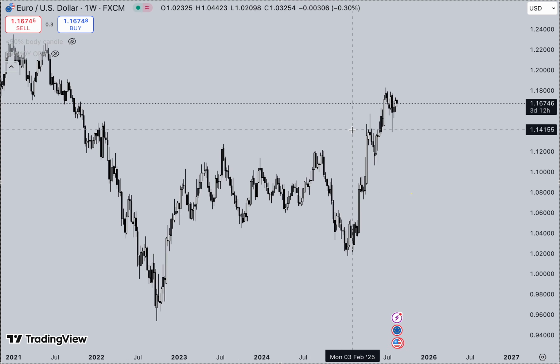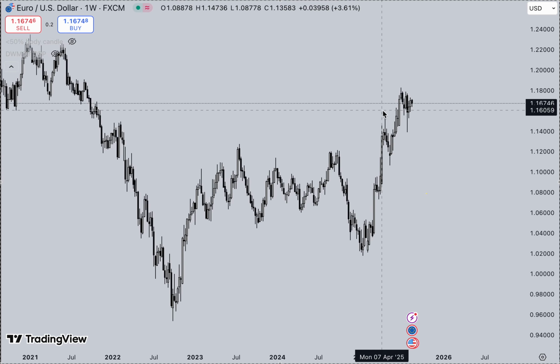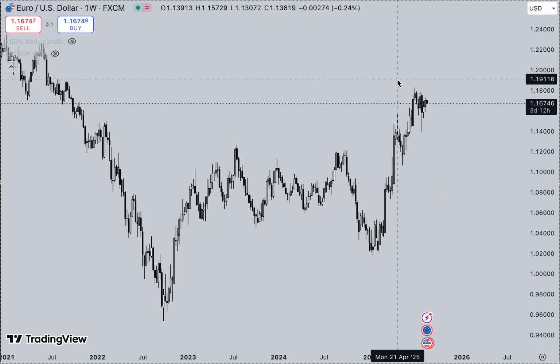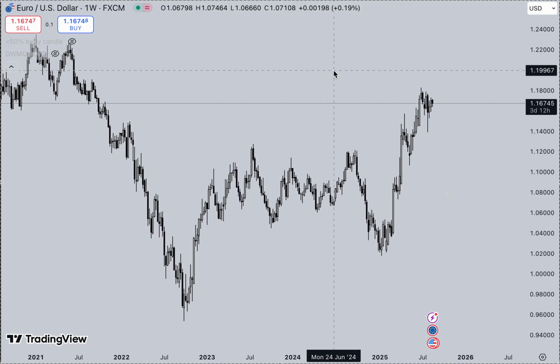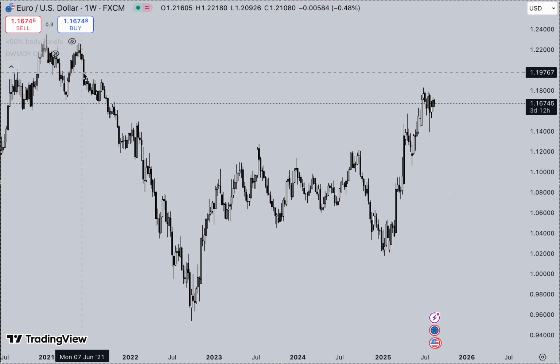Okay, so what can we see? First of all, we're bullish on this market. If we look to our left, we have these descending highs, and above them this area of supply right here, which is at 1.9917.